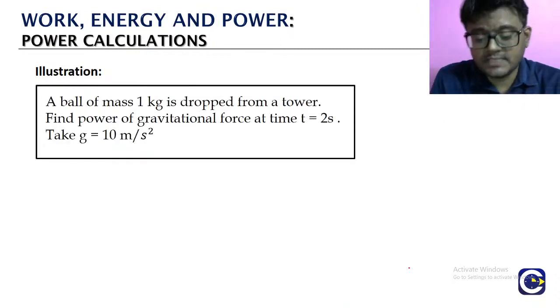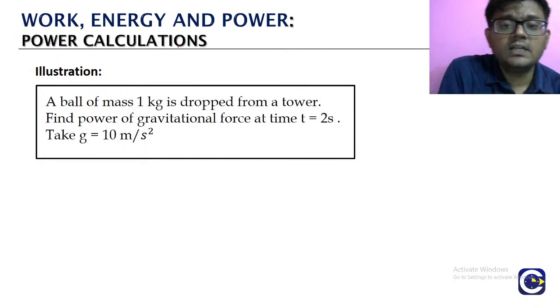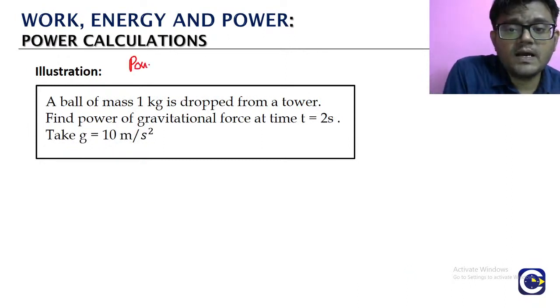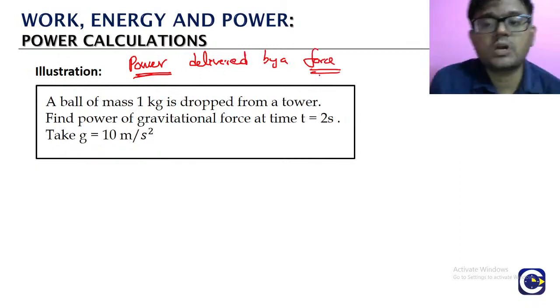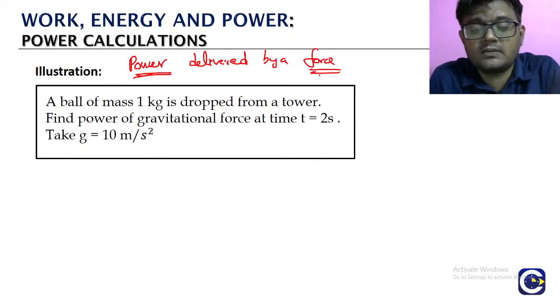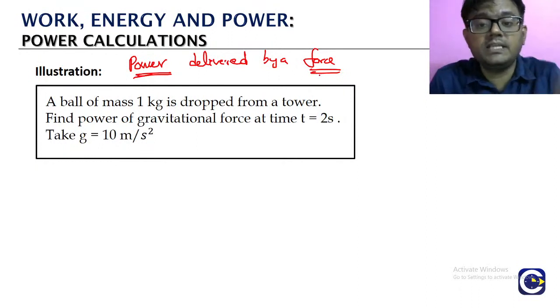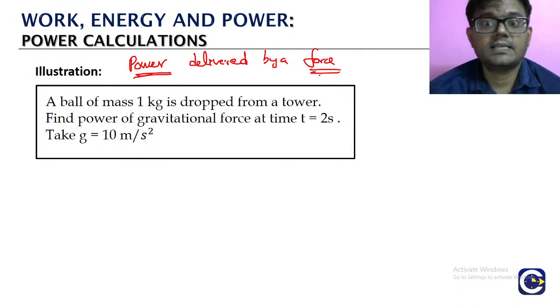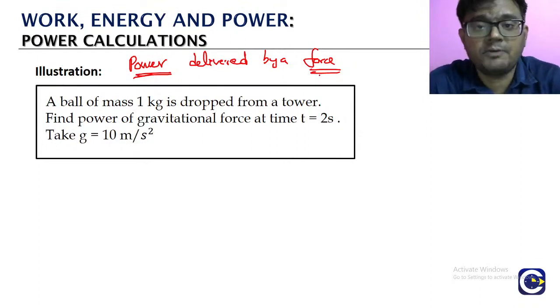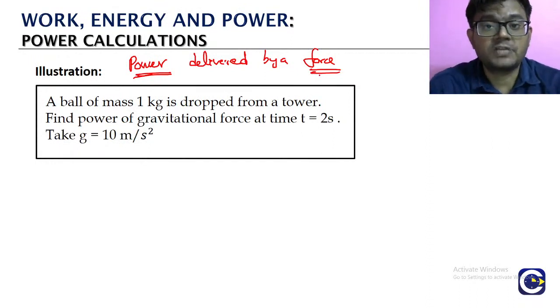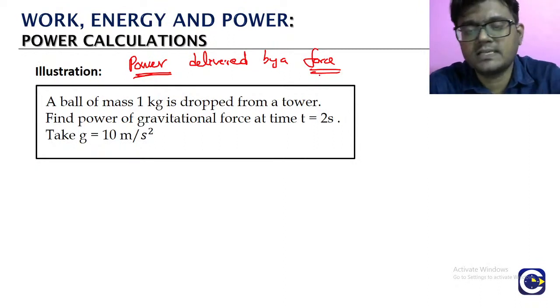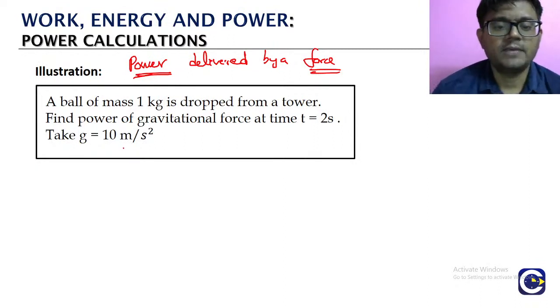Look at this. Sometimes they will particularly ask us for the power delivered by a force. This is a different model of question. In this case, we are going to talk about the power delivered by the gravitational force. Like that, they will ask us the power delivered by a specific type of force. Maybe it can be gravitational force, spring force, or a frictional force. They will choose a particular force and ask what is the power delivered by it.